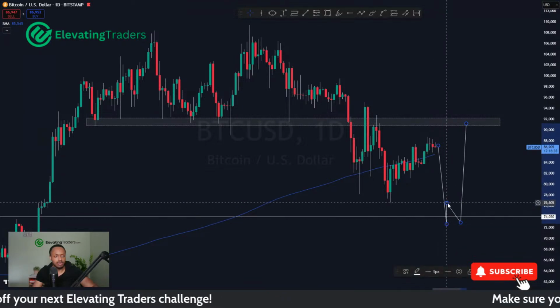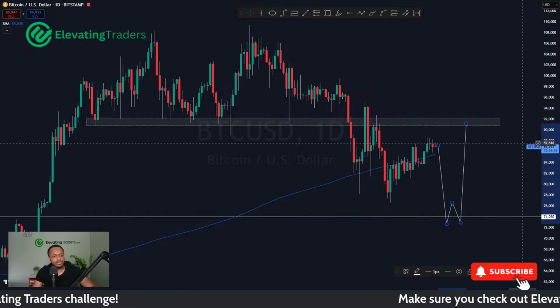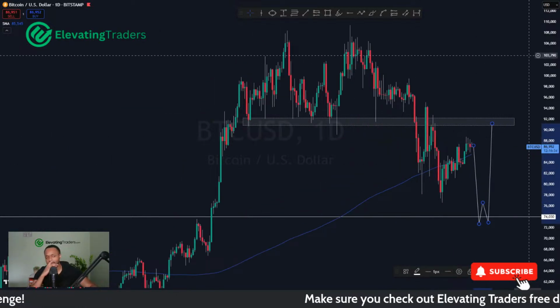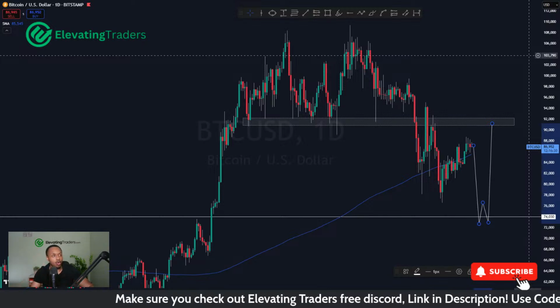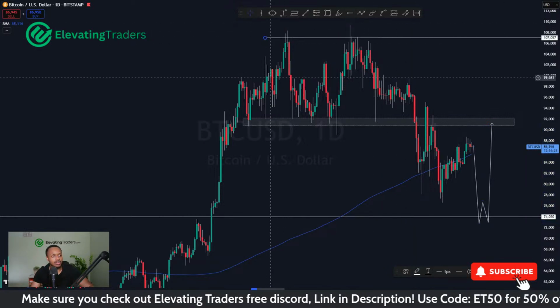Is that the right word? Gravitated or gravitating? You guys know what I mean, towards that level there. So I think that'll be a nice place for a buy. I'm not quite banking on a push back to all-time highs just yet for Bitcoin.